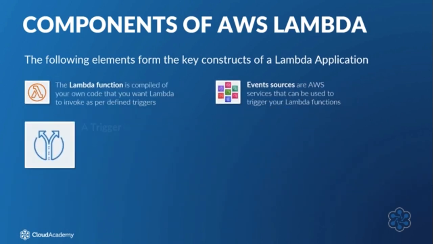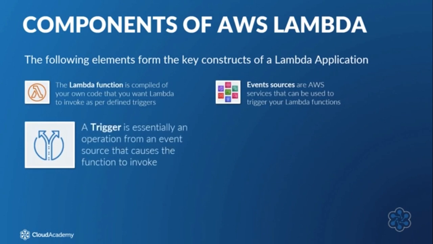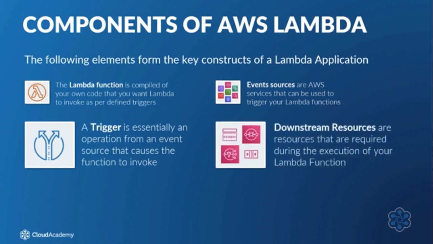Trigger. A trigger is essentially an operation from an event source that causes the function to invoke, so essentially triggering that function. For example, an Amazon S3 put request could be used as a trigger. Downstream resources. These are the resources that are required during the execution of your Lambda function. For example, your function might call upon accessing a specific SNS topic or a particular SQS queue. So they are not used as the source of the trigger, but instead they are the resources to be used to execute the code within the function upon invocation.